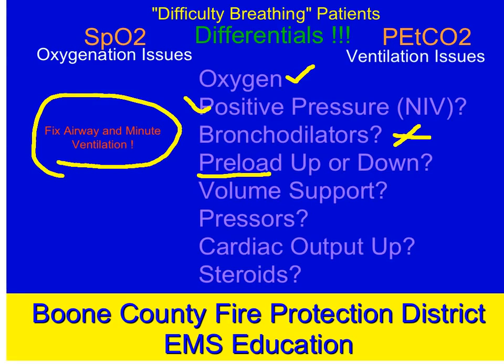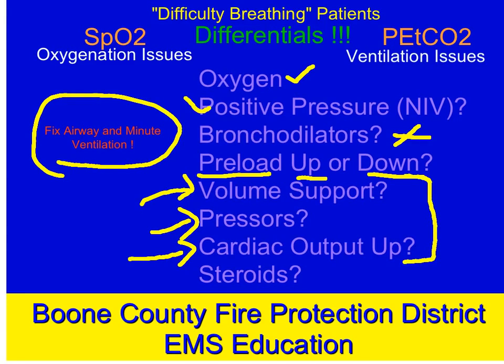We may end up having to mess with preload and increase it or decrease it. Decrease it in the case of CHF would make a huge difference. We may have to do something about perfusion. We may actually need to run fluids and replace volume if perfusion is what's causing some of this. We may need to use vasopressors in that case also. Maybe the cardiac output needs to come up. Perfusion of the lung tissue is a big deal. And if we don't have perfusion, it doesn't really matter how much air we're moving in and out.